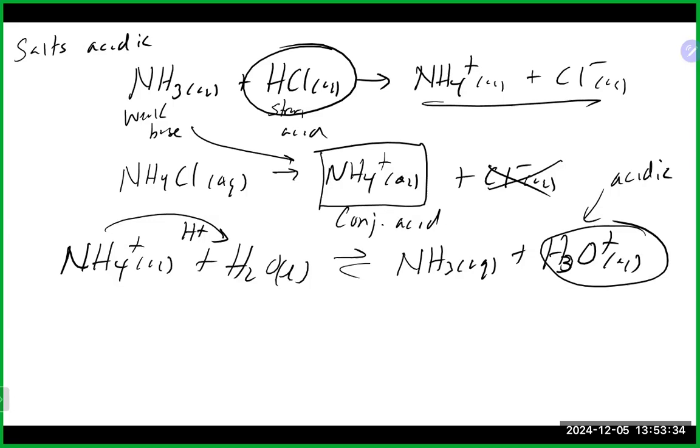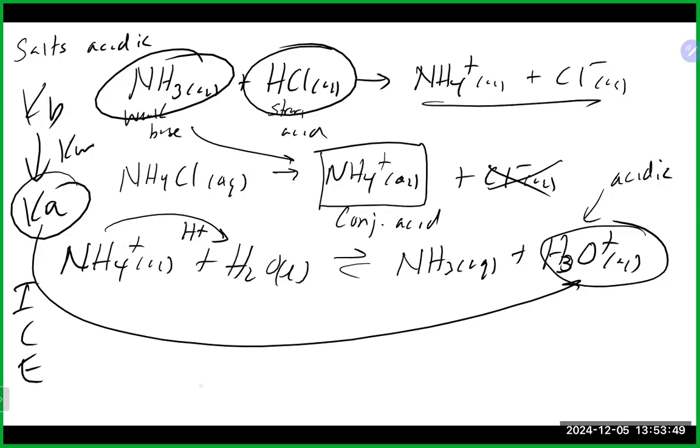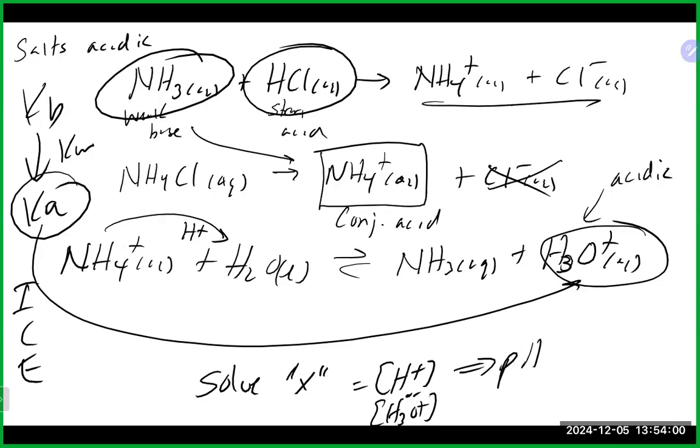And with that being said, you're probably going to be given the Kb value here. You'll need to use Kw to get it into a Ka value that you need. And again, you would do an ICE table here. You would solve for X. In this case, though, X is going to equal the H plus concentration or H3O plus concentration. And that means you could actually go right into the pH on this particular one and get it. So that is an acidic salt that comes from basically a weak base and a strong acid sort of reaction. Any questions on that there?